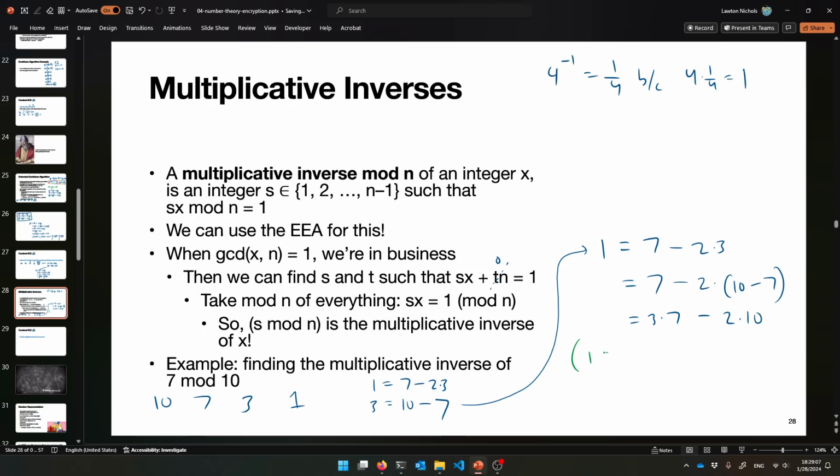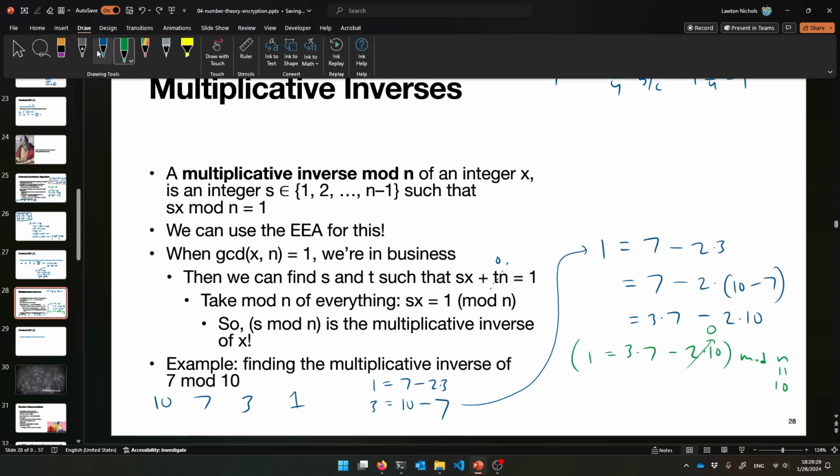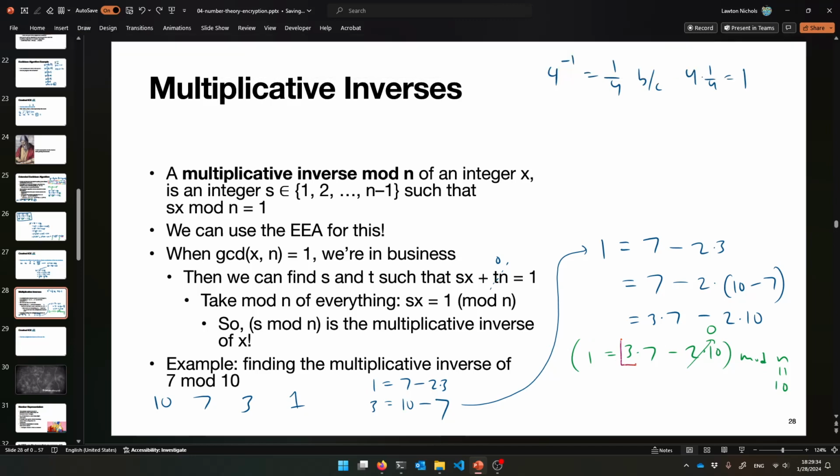Now my equation is 1 is equal to 3 times 7 minus 2 times 10, and I want the multiplicative inverse of 7 mod 10. So I'm going to take this equation and do mod n on it, and n was 10. Any multiple of 10 goes to 0, and then I have this last equation left: 1 is equal to 3 times 7. And so that means 3 is my multiplicative inverse of 7 mod 10.